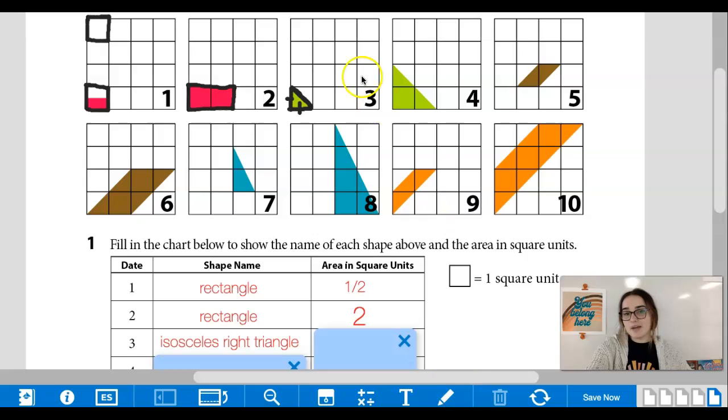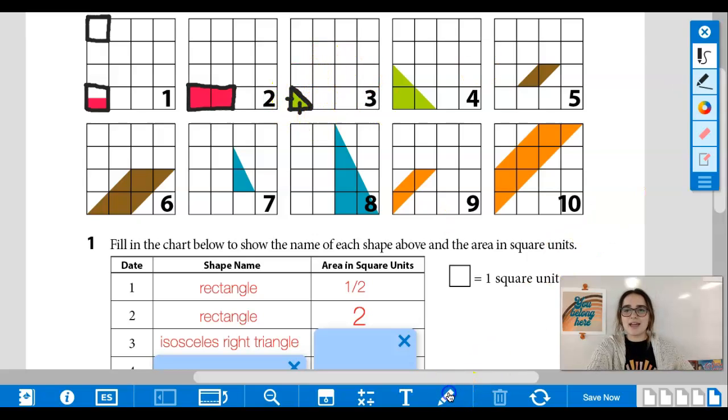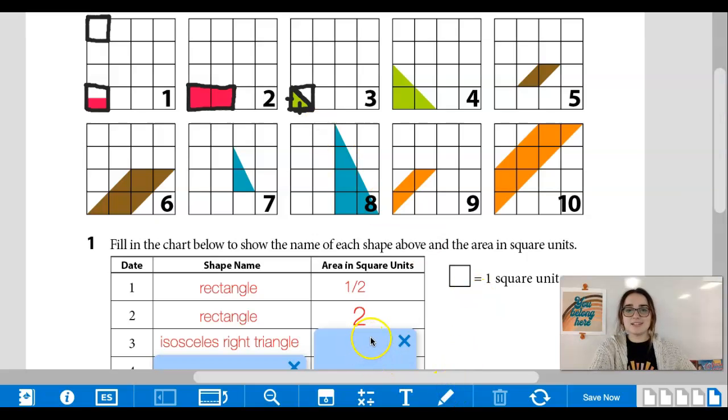And we need to figure out how much space this little triangle takes up. If we look at the total one square unit, how much of that one square unit is it taking up? It's taking up about half of the square unit. So the area is 1/2.